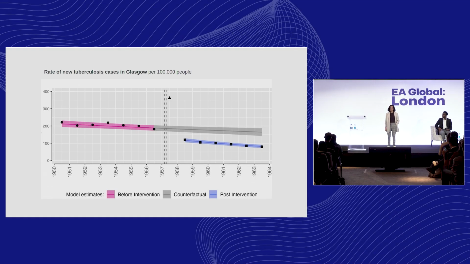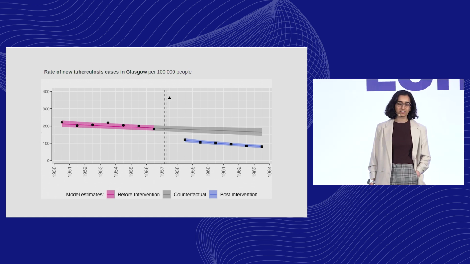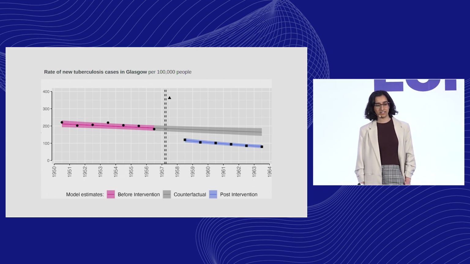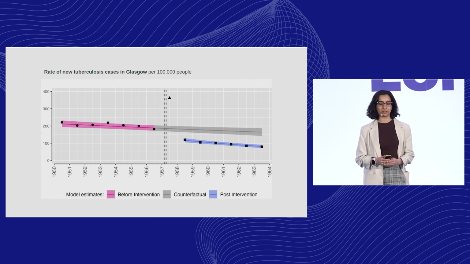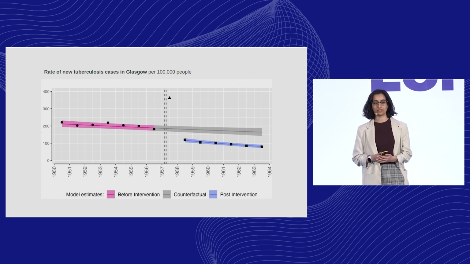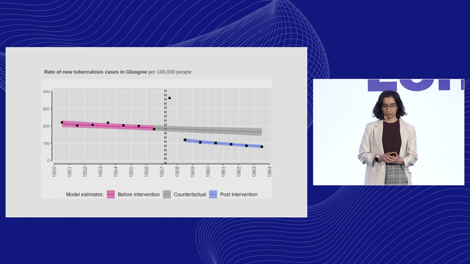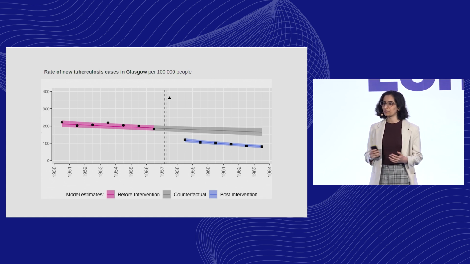I want to start by showing you this graph. This is a graph of tuberculosis cases in Glasgow in Scotland in the 1950s. And you can see there's this very slow decline in the early 1950s. Suddenly something happens in 1957, and then there's a big drop, and the decline in tuberculosis speeds up. And you might be wondering, what happened in 1957?